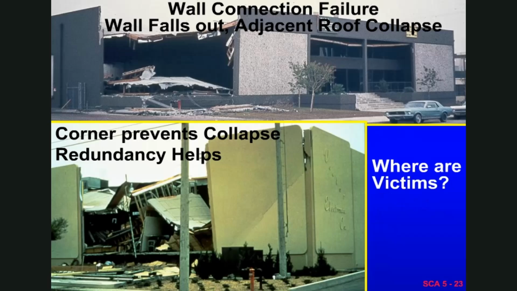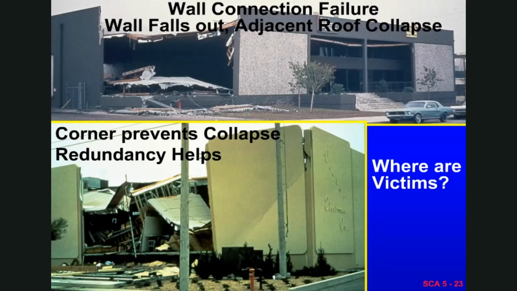A couple more examples. The lower one just shows how redundancy at a corner will help prevent collapse. You can see also the redundancy of interior partitions that are forming the voids inside where one could find the victims. And then at the very bottom, you see the wall panel that has collapsed, and it's just flat against the ground. So the likelihood of survival beneath that panel, and also the likelihood of there being people there before the collapse, is very, very low.